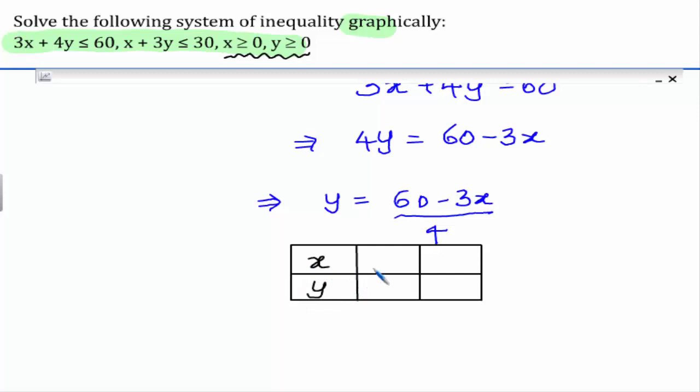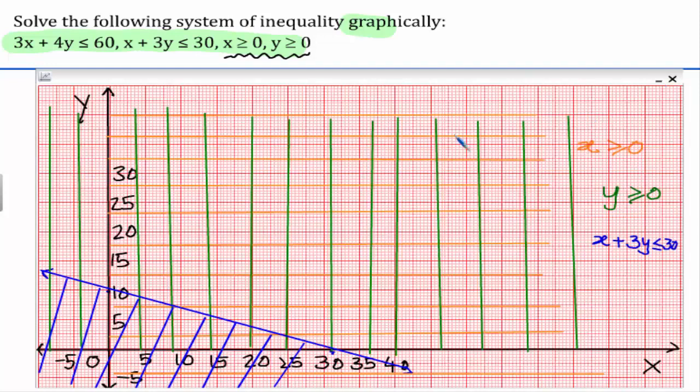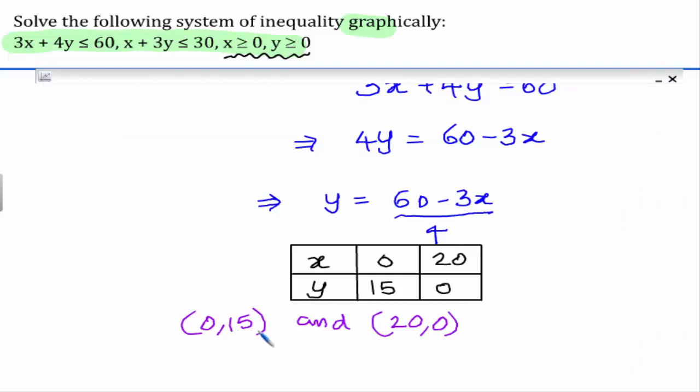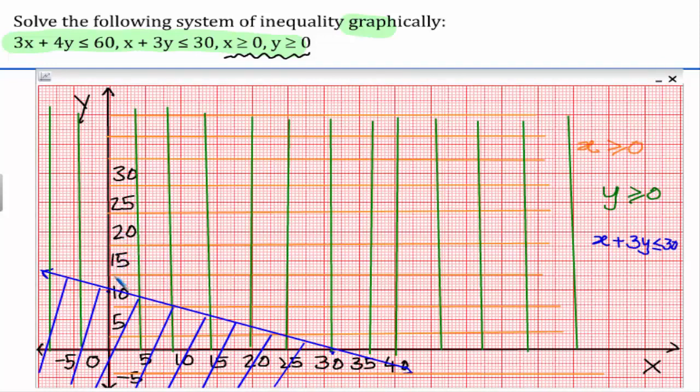Now let us select the values for x. If x is equal to 0, then this will be 60 by 4, which is 15. And if x is equal to 20, then we get y value as 0. So the ordered pairs which we are getting are 0, 15 and 20, 0. Now let us plot the points. 15 on y-axis, 20 on x-axis. Here is 15 and 20 is here. Now let us draw the line joining these 2 points.